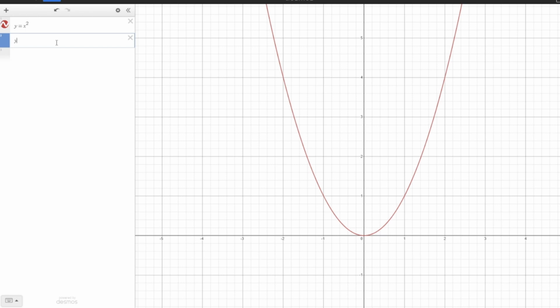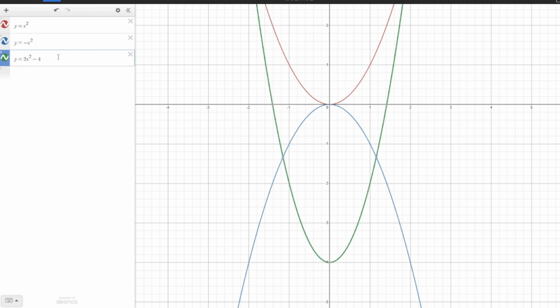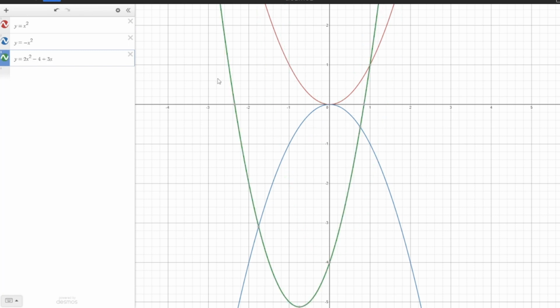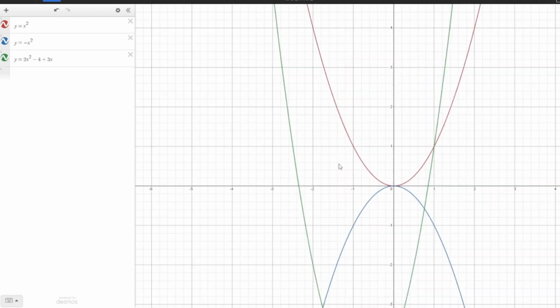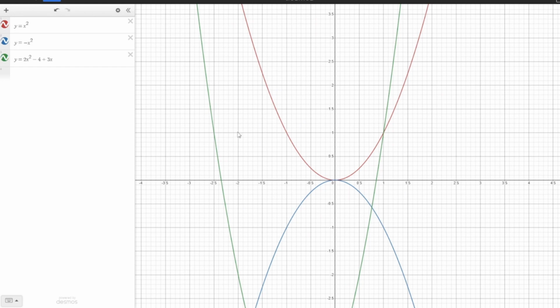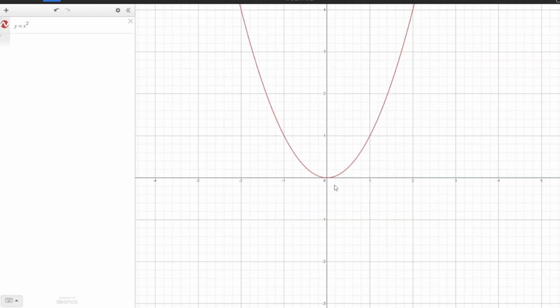I can do y equals negative x squared, and it's quite similar, just flipped down. I can do y equals 2x squared minus 4 plus 3x. I can do many different shapes, and there are many types of equations for quadratic functions. For now, I wanted to talk about the solutions.